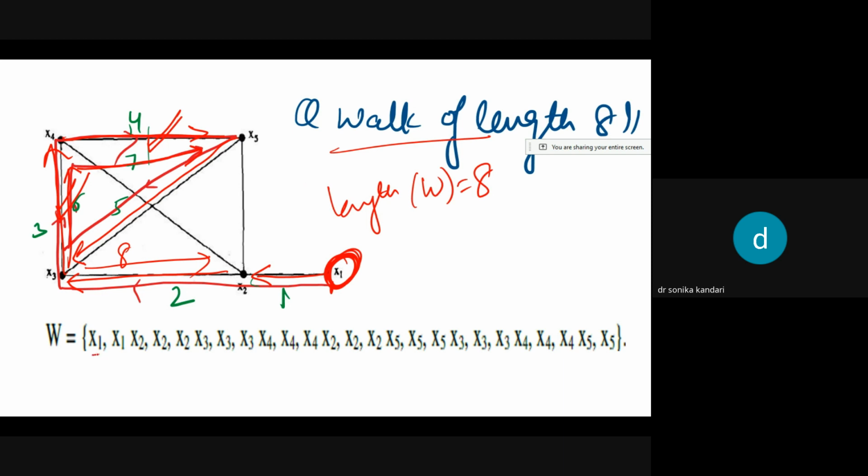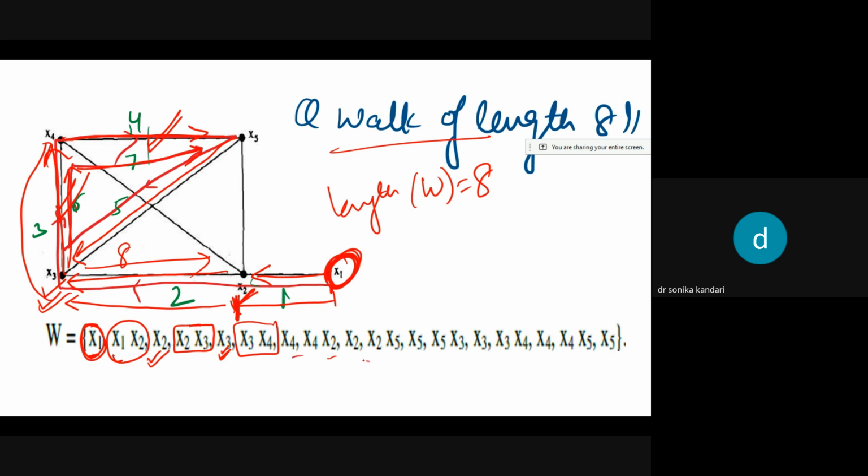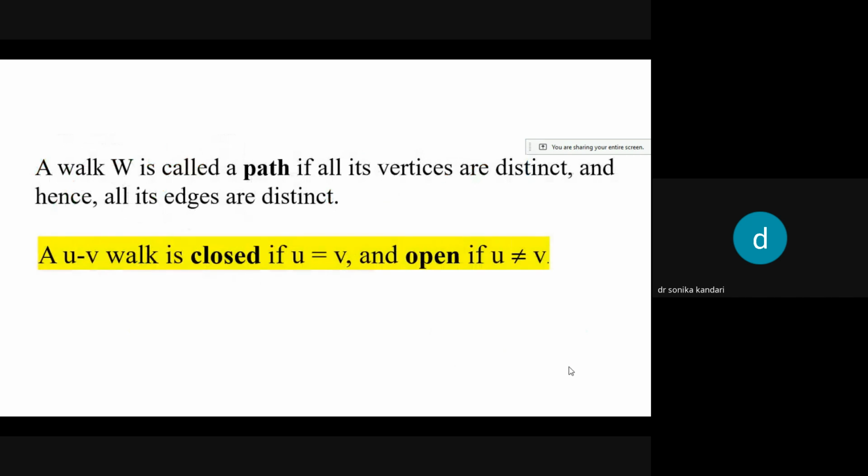And how can you write? You have started from x1, so simply write x1. From x1 you have moved to x2, so x1 x2. Now you are at point or vertex x2. From x2 you have moved to x3, so x2 x3. Now you are at vertex x3. Now from x3 to x4, so you have written x3 x4 and so on. Is it clear? So this is your walk of different lengths.